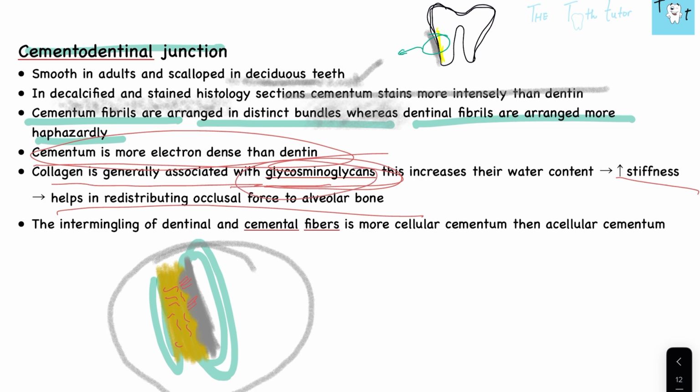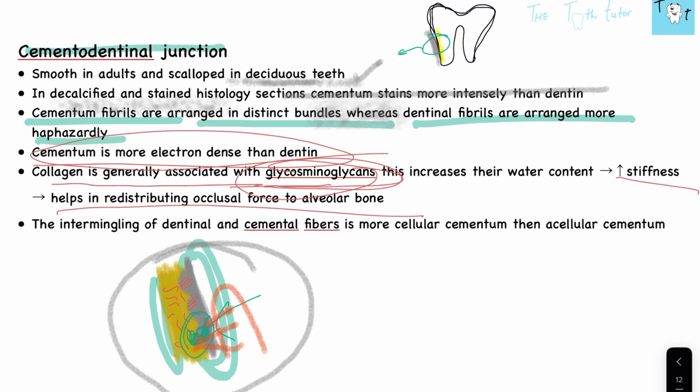So what happens is, because of the glycosaminoglycans, they absorb a lot of water, and this makes the junction really stiff, and that's why they can bear the occlusal forces over here in the cementum. Because of the stiffness, they can redistribute these forces to the alveolar bone lying next to it. So basically the glycosaminoglycans make it more mechanically sound.